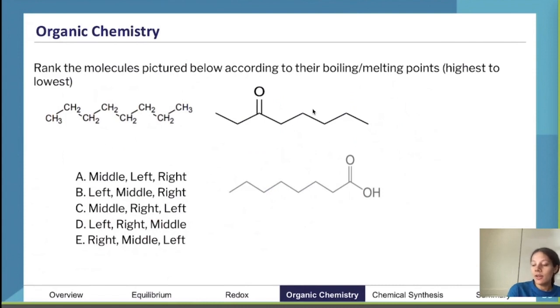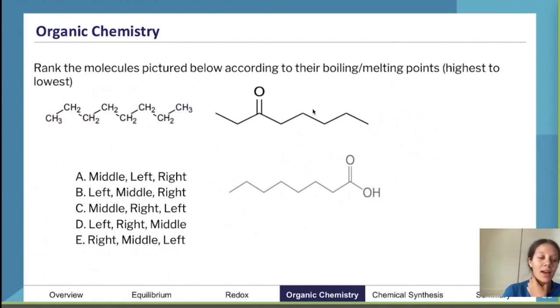Okay, so this question now is a bit more involved. We're looking at the physical properties and trends of organic compounds. We're going to rank the molecules pictured below according to their boiling or melting points, from highest boiling or melting point down to the lowest. We're going to do the left one, middle one, right one, and in which order.